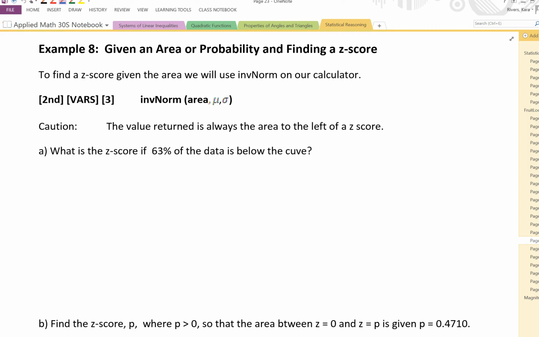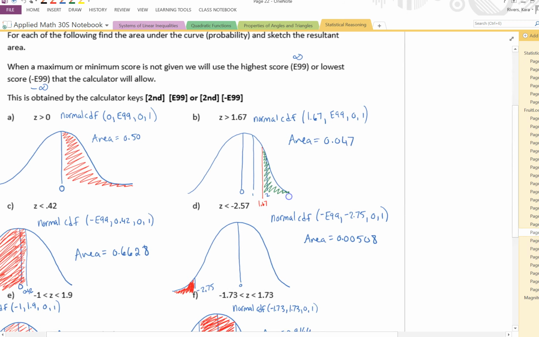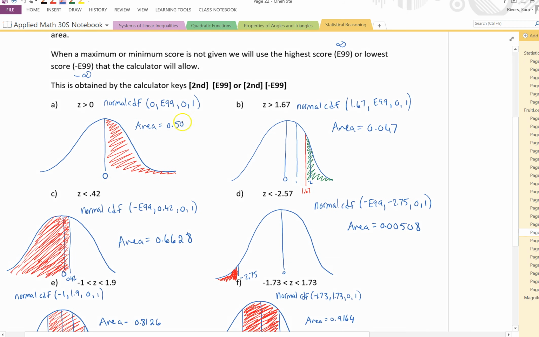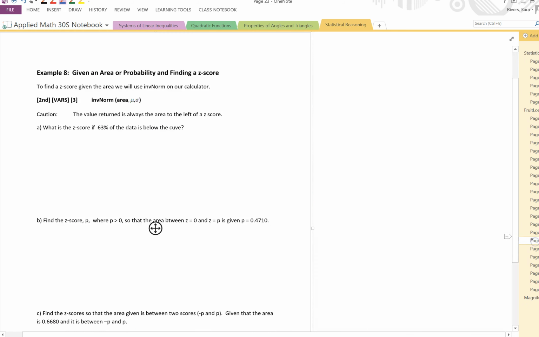In this lesson, we're going to look at how we could figure out a z-score given the area or probability. To find a z-score given the area, we'll use the inverse norm in our calculator. If you remember our previous lesson, we were given a z-score and were solving for the area. Now we're going to be given the area and we want to know what the corresponding z-score is.